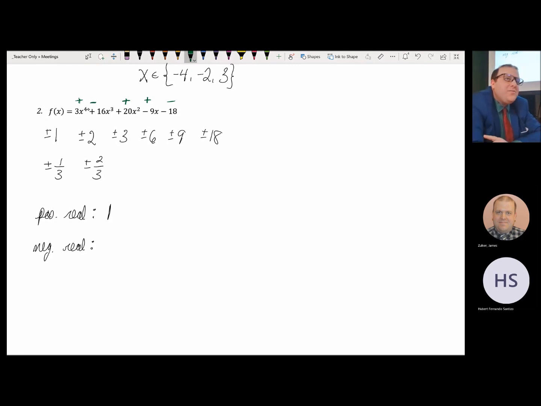Plus to minus is 1. The plus to minus is a second. Plus to minus is a third. We have 3 sign changes. That means we have 3 or 1 negative real zeros, decreasing by an even number.